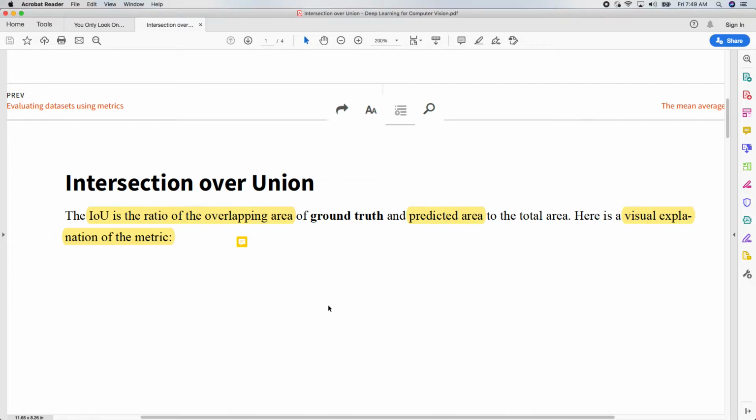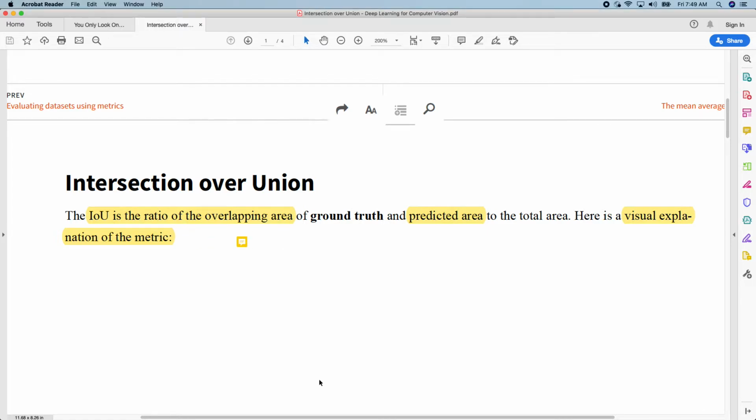There's another very common one that we see, like RPN, Region Proposal Network. So there are a number of terminologies like that that we'll look through one after the other in detail so that we understand how they work. So today we look at intersection over union.